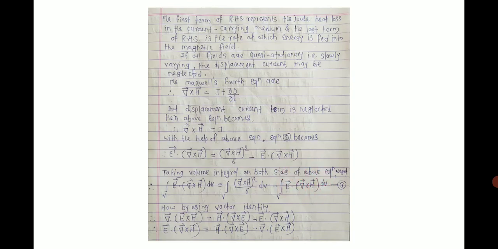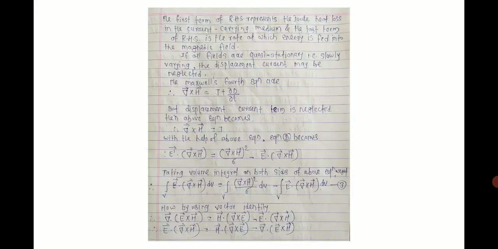This term value will be obtained from equation 3, and that is integration of E dash dot del cross H dV equal to integration over volume V of (del cross H) squared divided by sigma dV, plus integration of H dot delta B by delta T into dV. This is equation number 4.